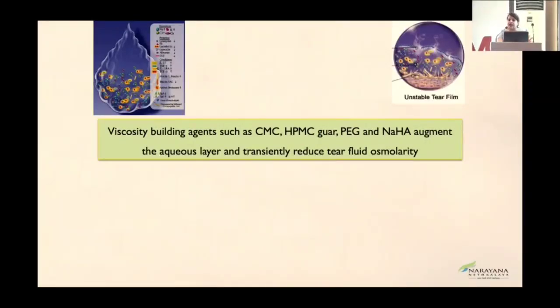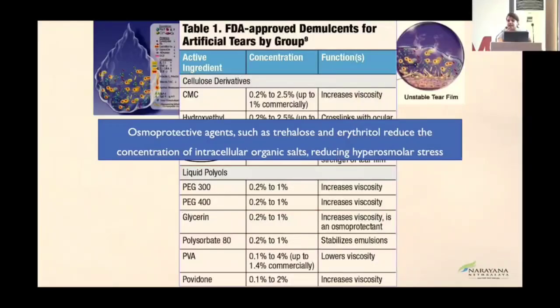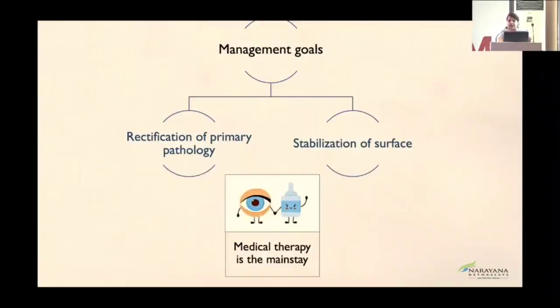Yes, lubricating eye drops are the initial mainstay. Viscosity building agents should be used. Lipid containing eye drops are not required. Today, sodium hyaluronate is the preferred choice because it augments the aqueous layer, and extra additions like dextrin and glycerine are important. Osmoprotective agents such as trehalose and erythritol will reduce the hyperosmolar stress.